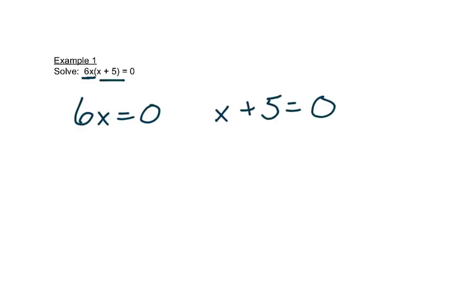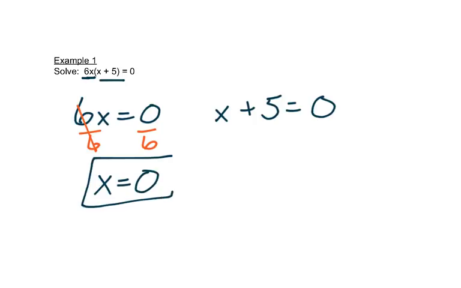This problem is already factored. We have 6x and an x plus 5. So we can just start with step 3, actually, where we set each factor equal to 0. That's why it has to equal 0 to begin with, be in standard form. Over here, we'll solve this equation by dividing by 6, and 0 divided by 6 is 0. So here's one answer. Remember, we should get two answers. Here we'll subtract 5, and we get x is equal to negative 5.